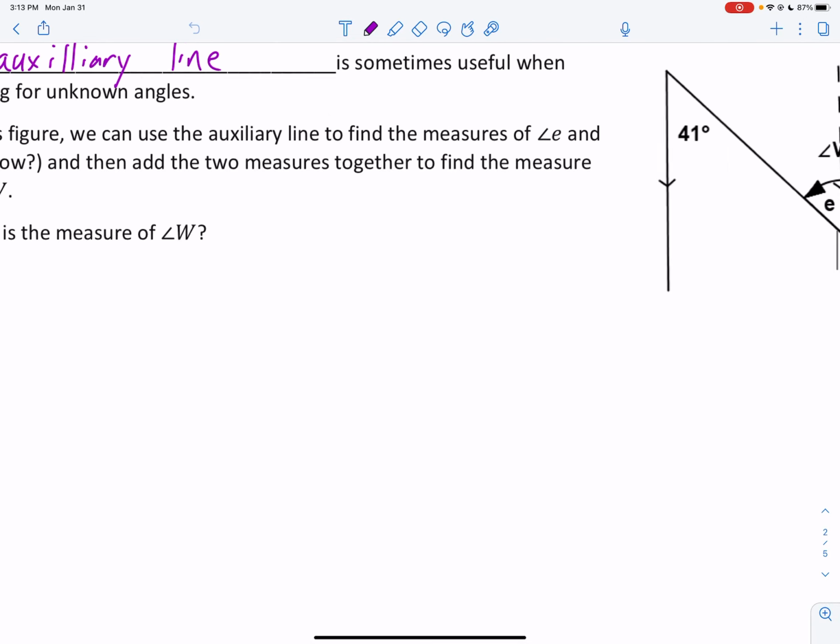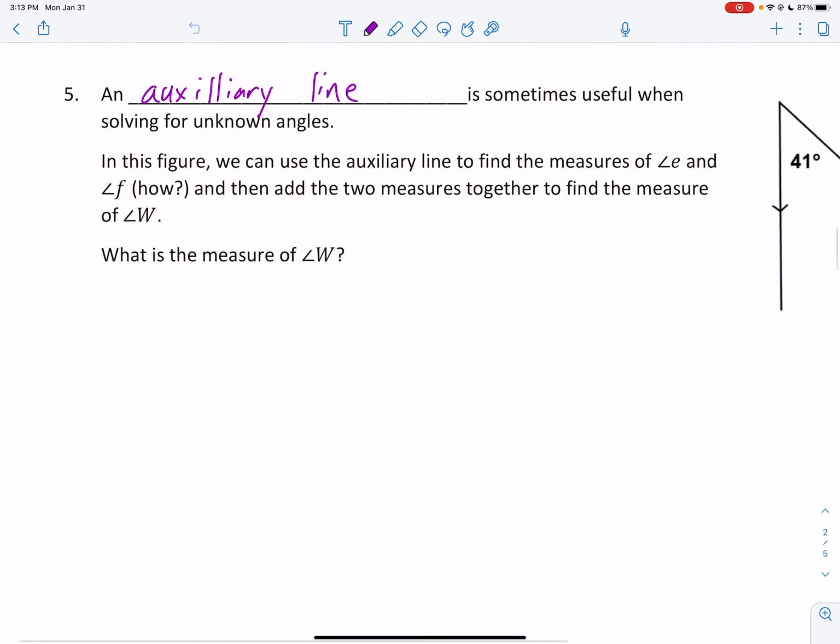And we're back. So right here, the blank right here, I don't understand the purpose of this because the answer's right here. So I'm just going to give it to you. An auxiliary line is sometimes useful when solving for unknown angles.